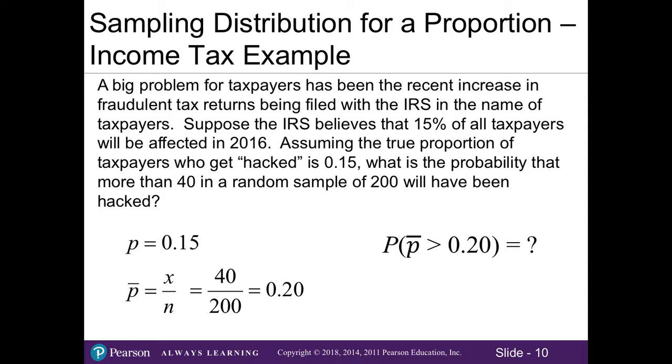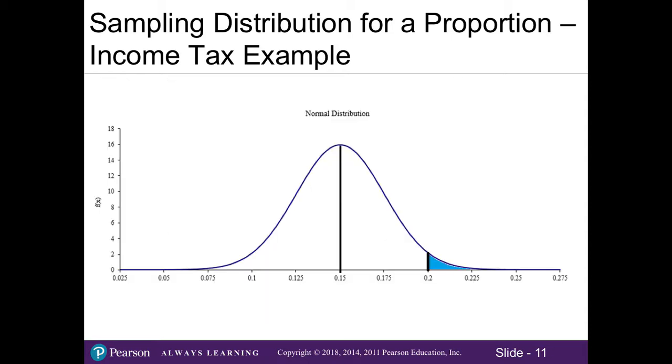So let's look at what this looks like in a normal distribution, thanks to Theorem 5 that says we can now calculate the sampling distribution for a proportion through our various components. So if I were to draw my normal distribution, where we have our population proportion of 0.15, or 15% of all taxpayers in 2016 will get hacked, according to the IRS. And then our sample proportion, where we took 40 divided by 200, that gave us our sample proportion of 0.2. And in our story, what we're interested in is the probability that more than 0.2 will get hacked. So there's our event of interest there.